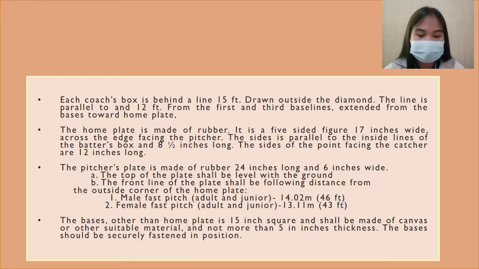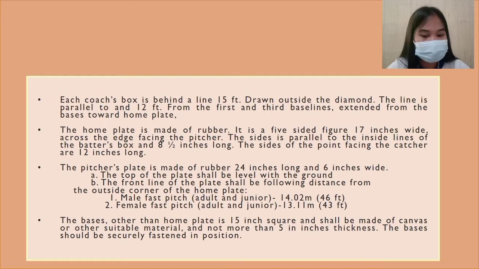The home plate is made of rubber. It is a 5-sided figure 17 inches wide across the edge facing the pitcher. The sides are parallel to the inside lines of the batter's box and 8.5 inches long. The sides at the point facing the catcher are 12 inches long.